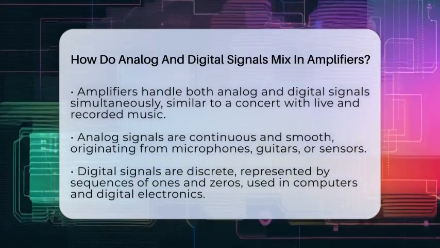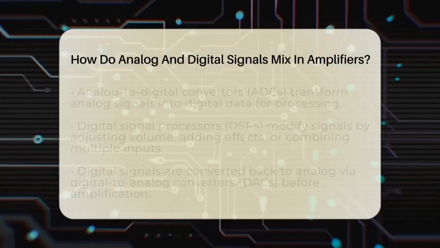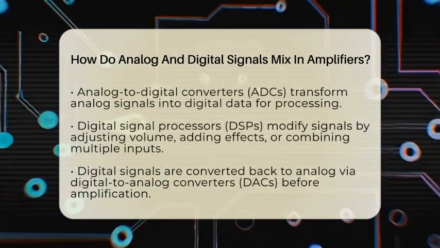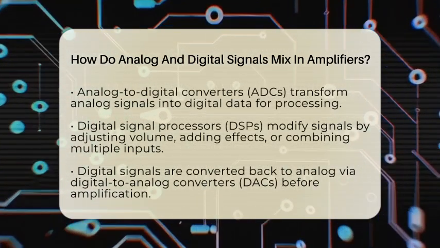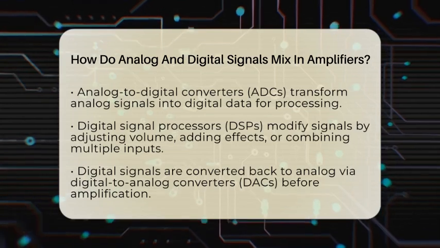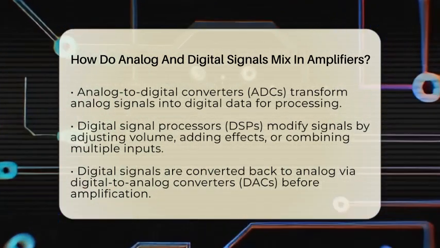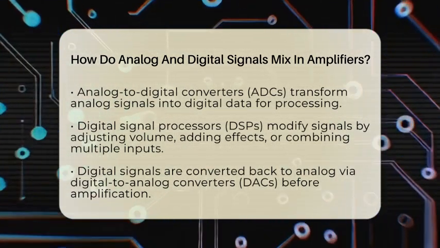In many systems, especially in audio and embedded electronics, both signals need to work together. To do this, the system uses special components called analog to digital converters. These devices turn the analog signals into digital data so they can be processed by digital signal processors. Think of it as translating a flowing river into a series of pictures.